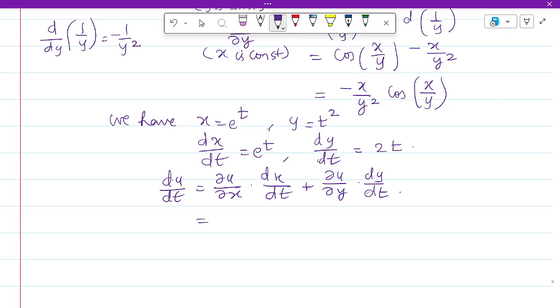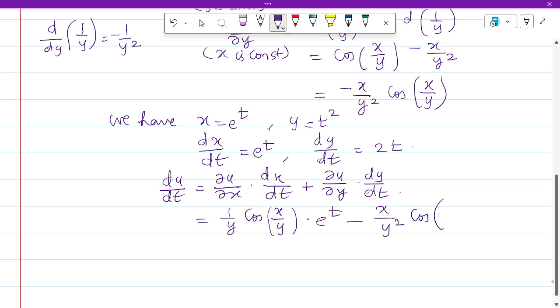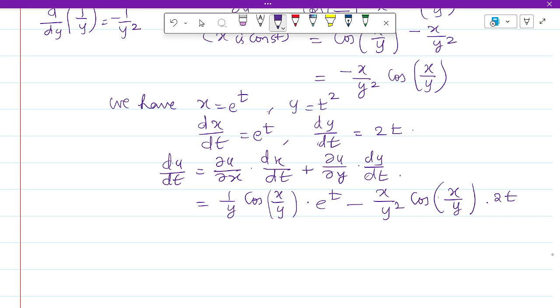So dou u by dou x is 1 by y cos of x by y, and then dx by dt is e power t, plus, and here you get minus x by y square cos of x by y into dy by dt, which is 2t.